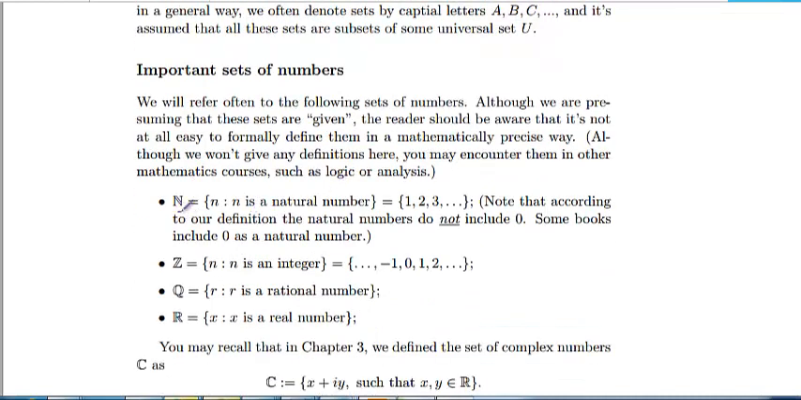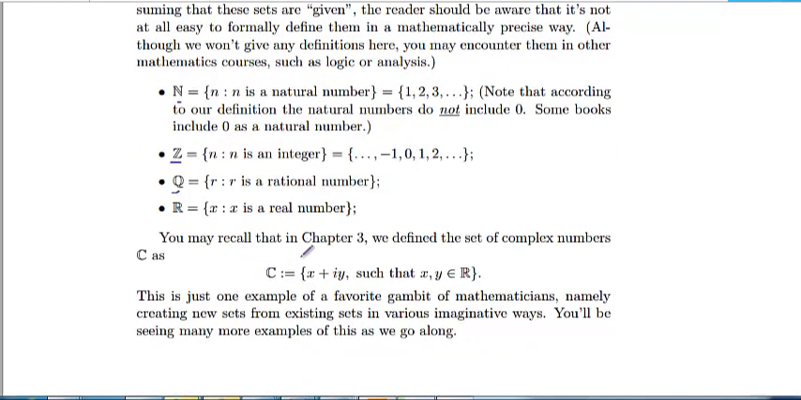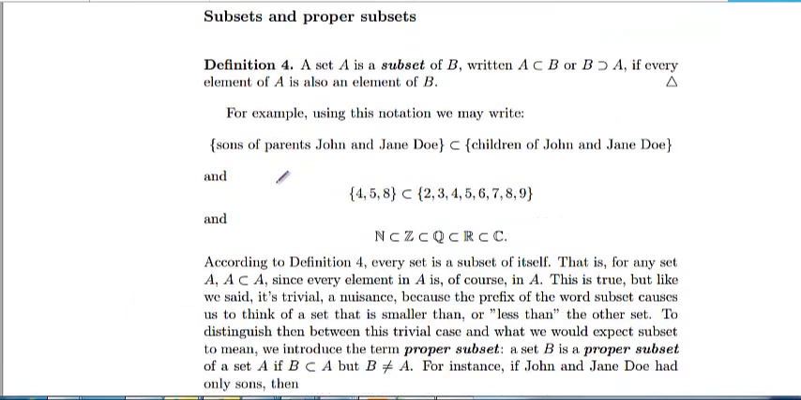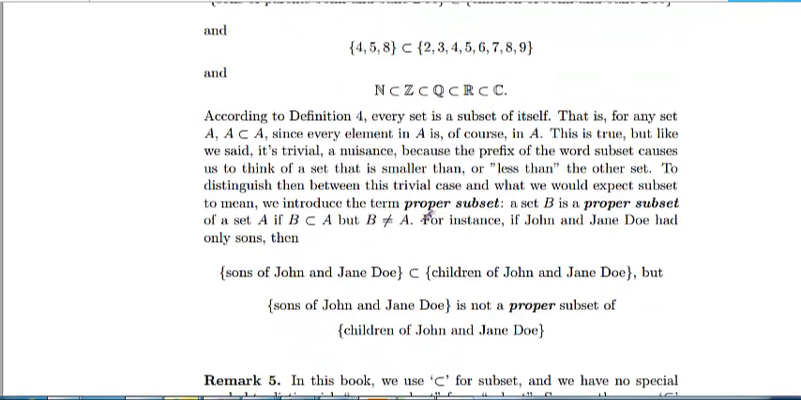Here are important symbols that we use for various types of numbers. The natural numbers starting with 1. In some books, natural numbers start with 0. The integers, the rational numbers, the real numbers, the complex numbers. So these are the standard symbols. Subset, here's the notation for subset. You can verify that this string of subsets is true. The natural numbers are contained in the integers, which are contained in the rational numbers, which are contained in the reals, and so on.